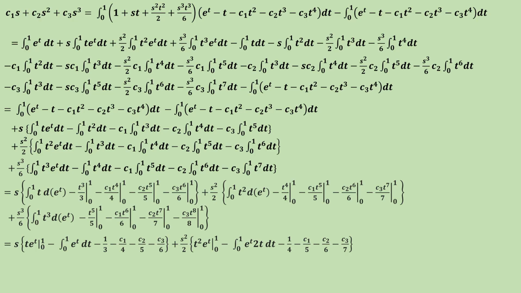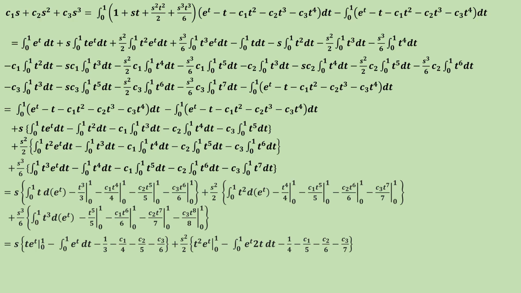integral u dv, which is equal to uv minus integral v du. Here u is t square and v is e power t, so uv is t square e power t, lower limit 0, upper limit 1, minus integral v du, integral 0 to 1 e power t, derivative of t square is 2t dt. Then substituting the upper limits for the remaining terms: minus 1 by 4 minus c1 by 5 minus c2 by 6 minus c3 by 7.